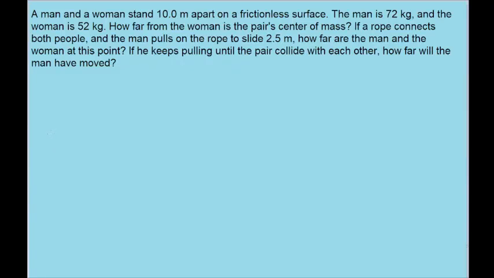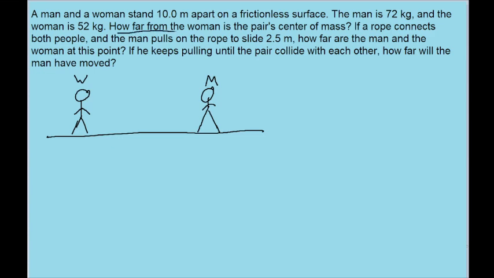Here is a problem where we have a frictionless surface, and on one side we have a woman, whom we'll label as W, and on the other side we have a man, whom I will label as M. Then the details of the problem are given. We have both of their masses, and we have the distance between them.